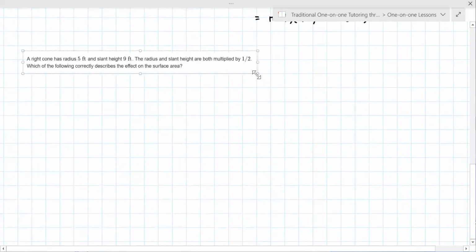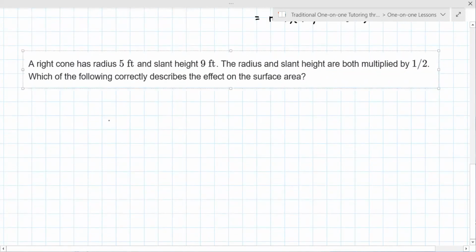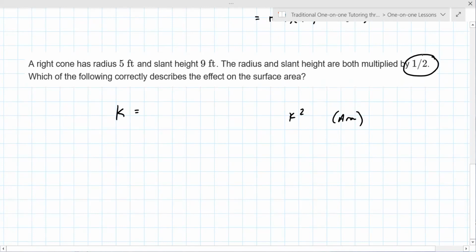So here we go. Remember we were talking about those k values? I believe so. Wasn't it k and then k squared and then k cubed? So k squared is what you use for area. Here's the k value here. They say the radius and the slant height are both multiplied by 1/2. So your k is 1/2. So what is k squared? So square that.